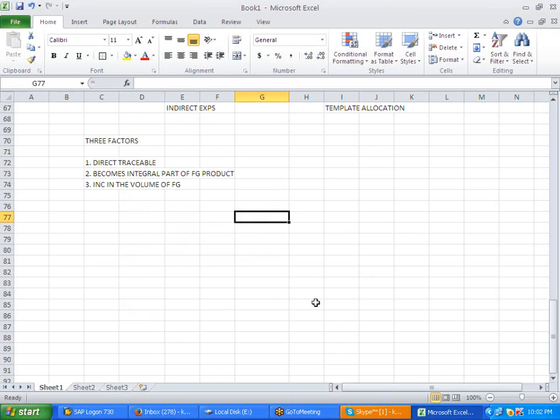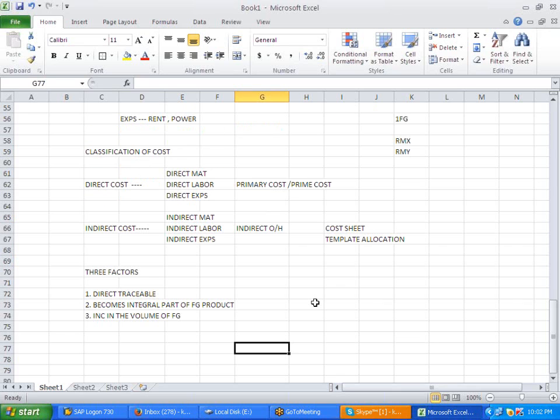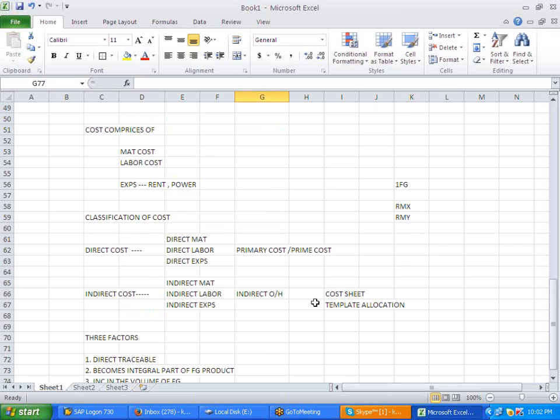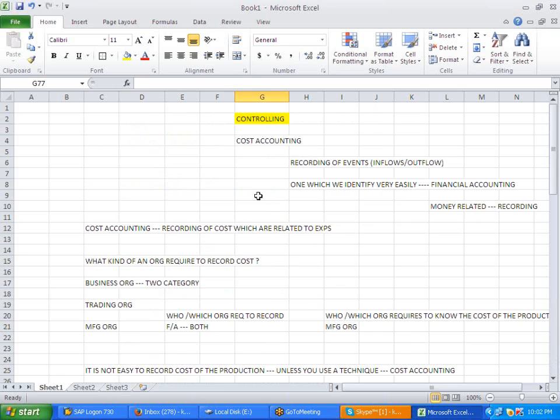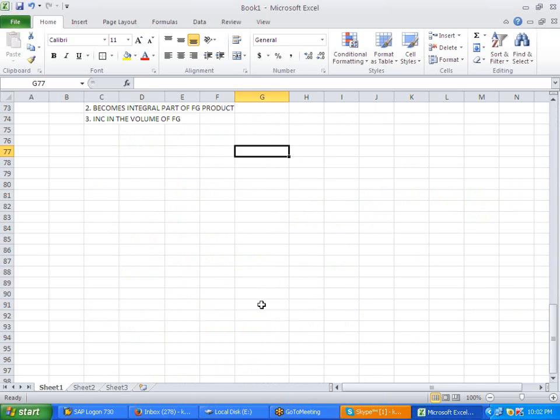I hope the word costing is very clear now. Costing is related to tracking the costs. It's all about costing, recording of costs. Only cost. So I hope the word costing is very clear. No confusion on the word costing.